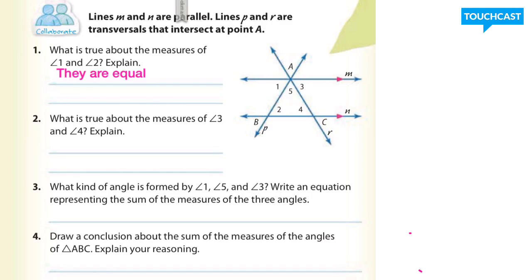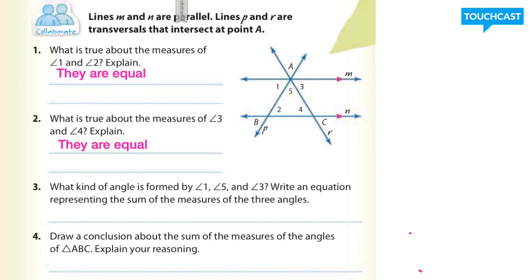So we know they are equal. Angles 1 and 2 are equal because of our rule about alternate interior angles. So because the line P intersects lines M and N, then angle 1 and 2 are alternate interior angles. So they are equal. Then it asks, what is true about the measures of angle 3 and angle 4? Well, you actually have the exact same answer. They are equal because, again, they are alternate interior angles.